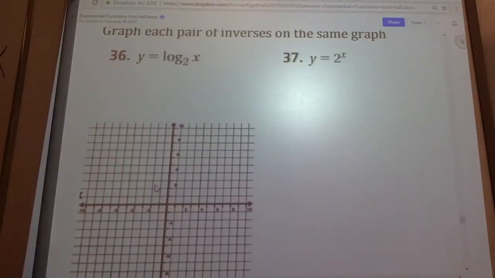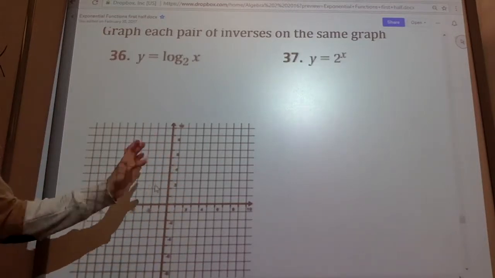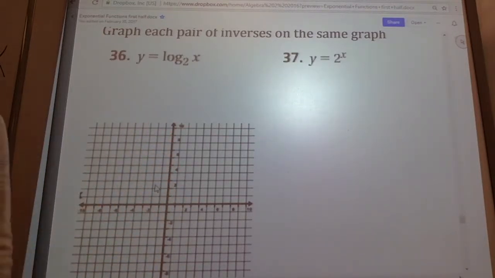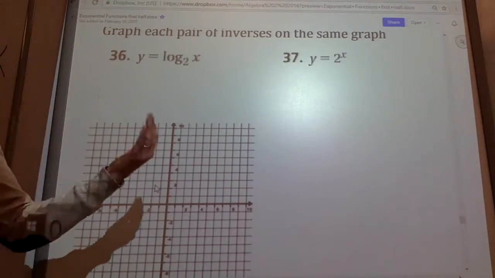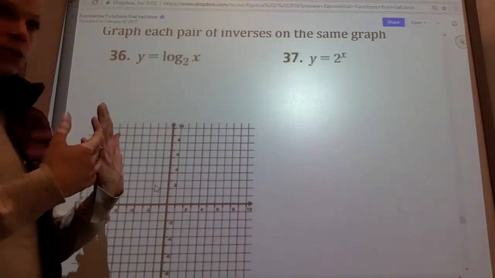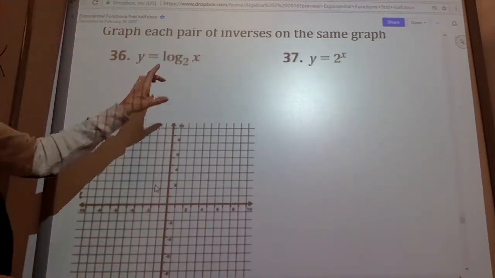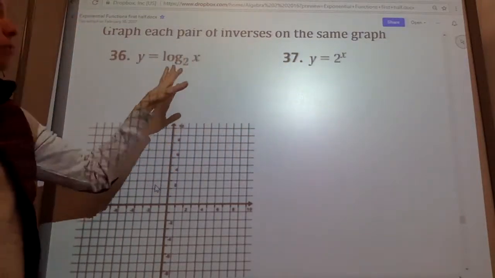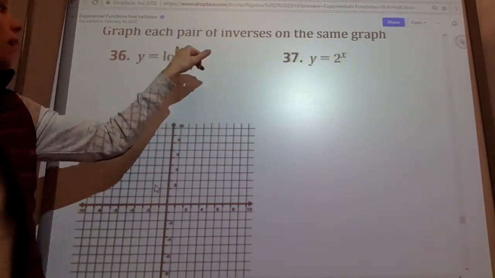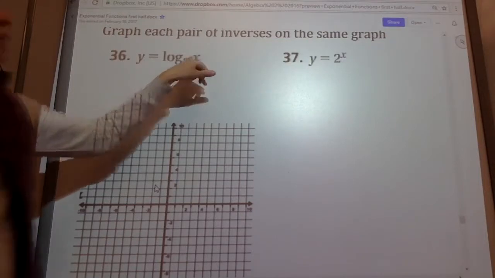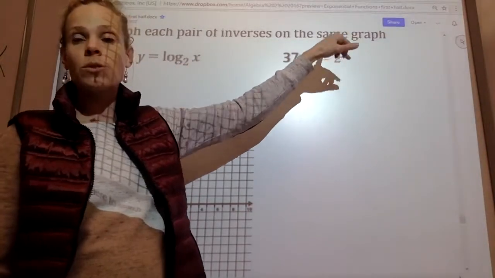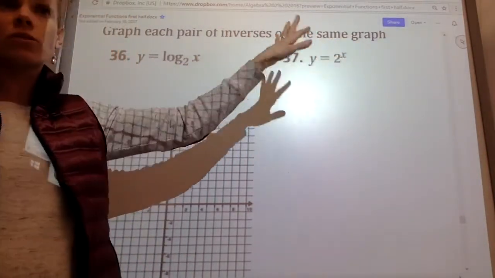So I do want to include some graphing of these logs and exponentials because they're inverses of each other, and I want you to see, visualize that inverse function. Okay, so these are actually inverses of each other. These two problems go together. Log base 2 is an inverse of 2 to the x power, right? These are inverses of each other.